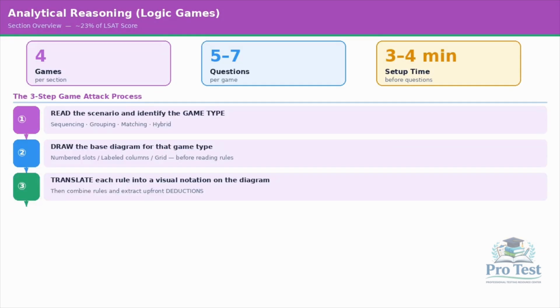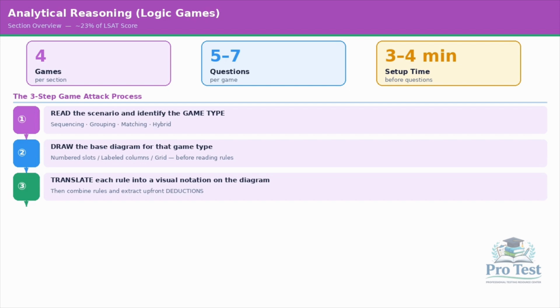Analytical reasoning, also called logic games, makes up roughly 23% of your LSAT score. Each section contains 4 games, typically one sequencing game, one grouping game, one matching or hybrid game, and one more complex game. Each game has a scenario, a set of rules, and 5 to 7 questions. The key insight is this: logic games are entirely mechanical. Unlike reading comprehension and logical reasoning, there is no interpretation required. You are simply applying rules to a constrained system.